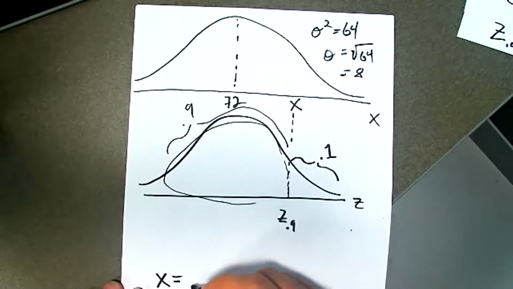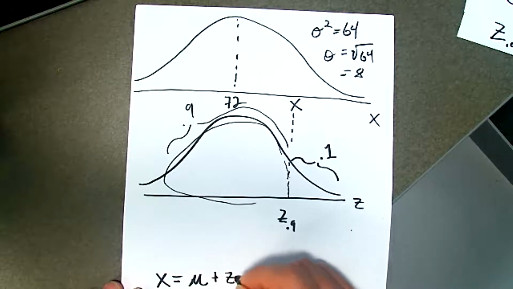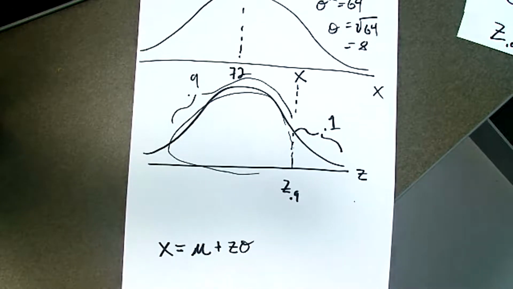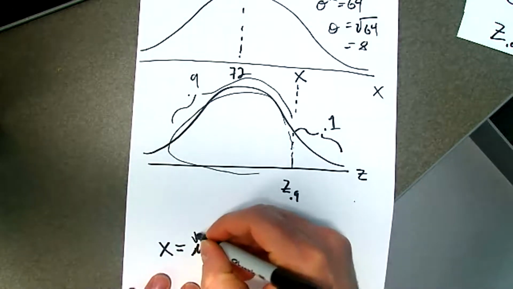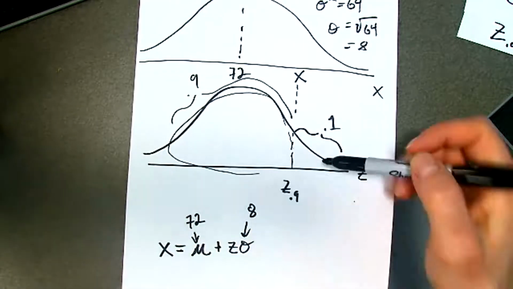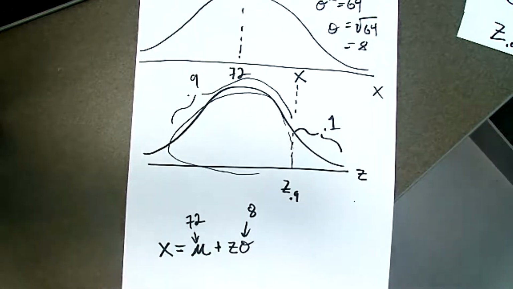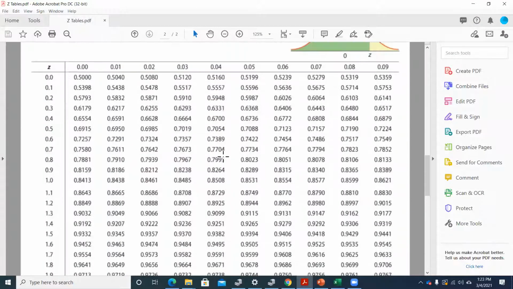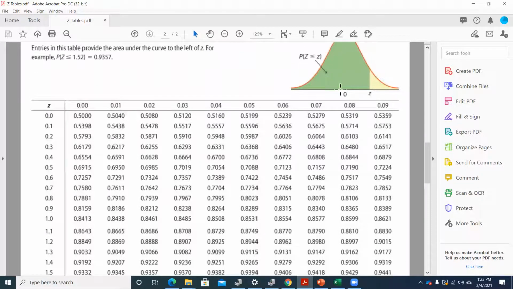Once I have that z-score, I'll have all the components I need to solve this inverse transformation formula. Because I already know the mean and the standard deviation, now it's just finding that z-score that gives me 0.9 to the left. The way you use that table in reverse is you're not looking up one of the z values, you are looking up this area to the left, or the cumulative density that you want.